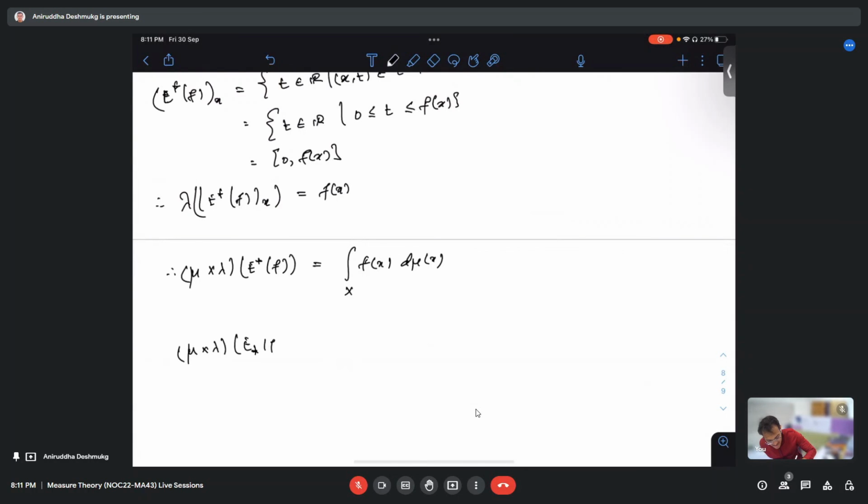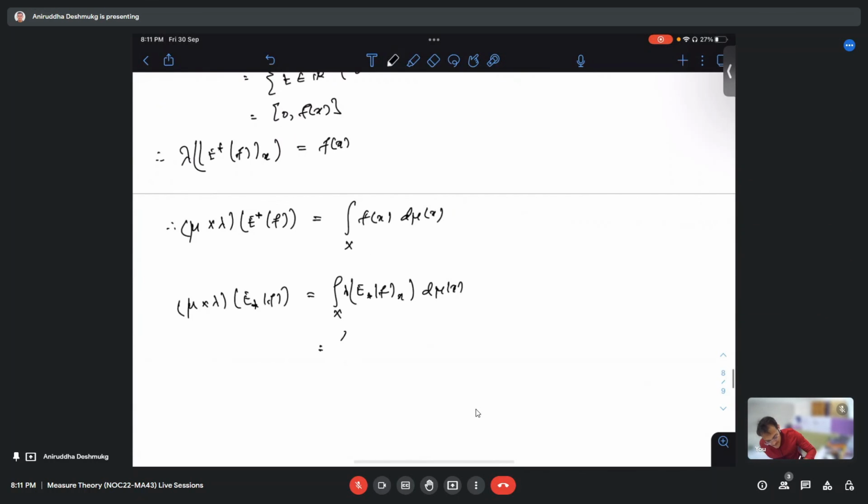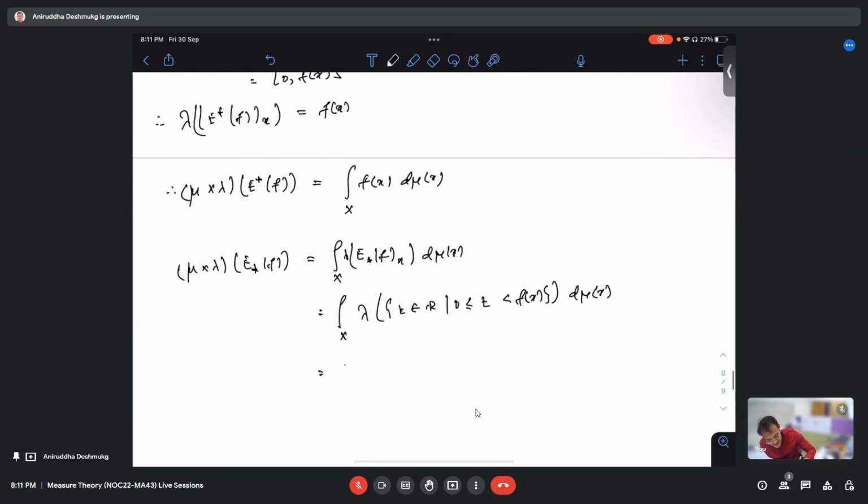E lower star f. Again, this is the integral over x of the measure of E lower star f x section, d mu x, which is the integral over x of the measure of all those t for which 0 is less than or equal to t, but t is strictly less than f(x). This is also an interval. So again, that is going to be f(x).